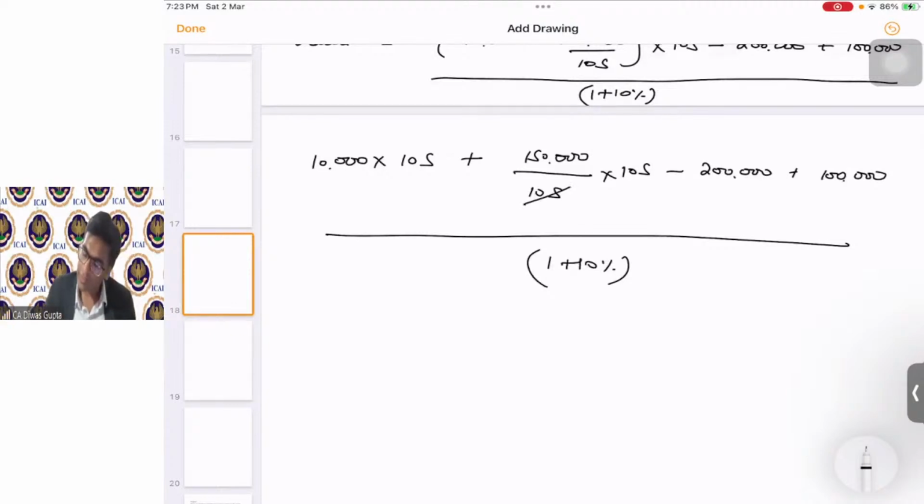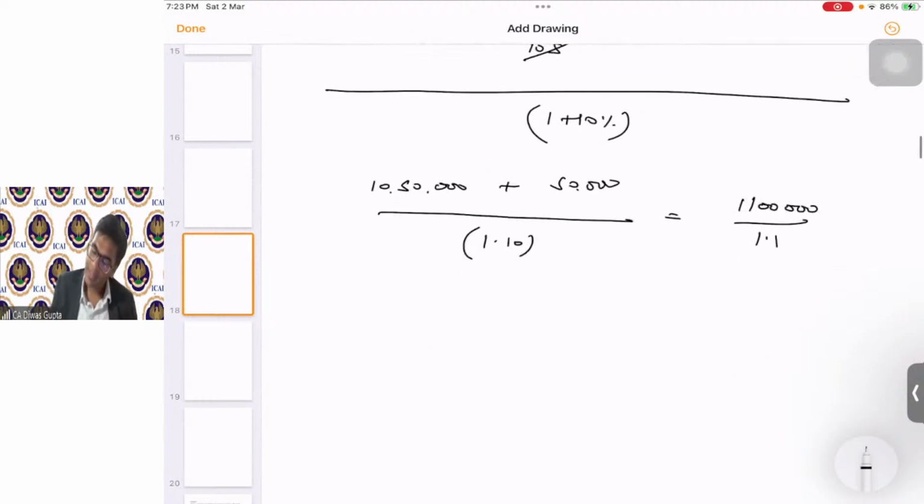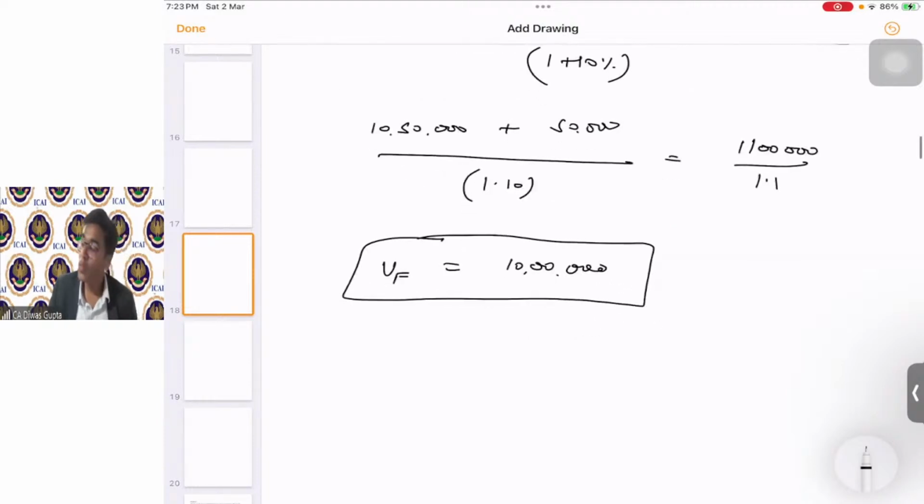So if we further solve this, this is getting negated. So 1,50,000 plus 1 lakh is 2,50,000 minus 2 lakh is 50,000. So ultimately this will become 10,50,000 plus 50,000 from here whole divided by 1.10, which is again 11 lakh divided by 1.1. So the value of firm again here becomes 10 lakhs. So it is proved that whether we pay, yes, Harish, same answer. Pooja, thanks. This is the correct answer, 10 lakh.